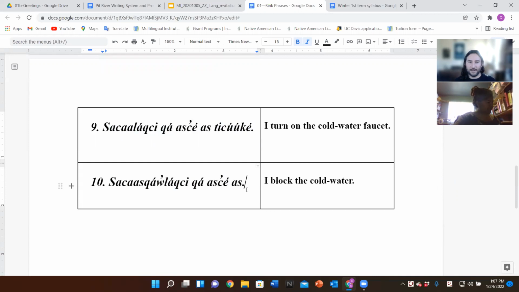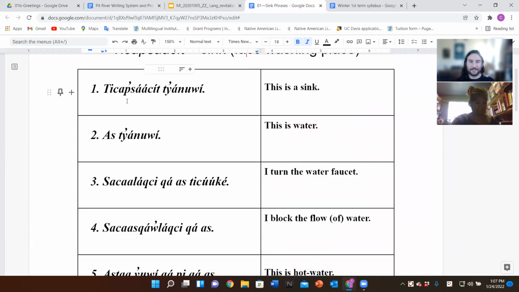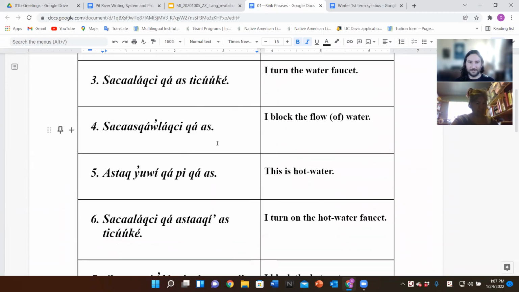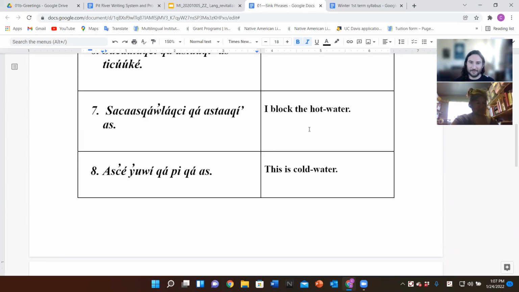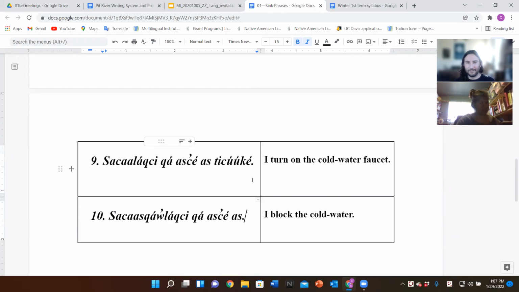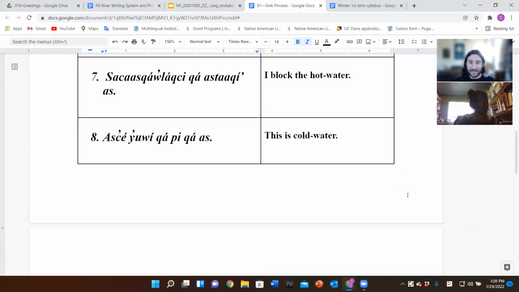So, yeah, that's pretty much it. You can kind of notice the pattern, right? It's like I turn on the water, I turn off the water, and then this is hot water, turn on the hot water, block the hot water. This is cold water, turn on the cold water, I block the cold water. Any questions on this one?